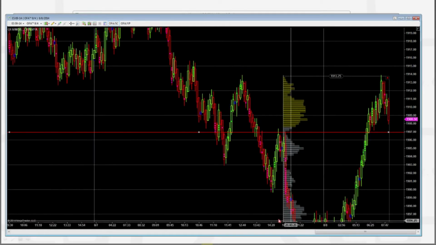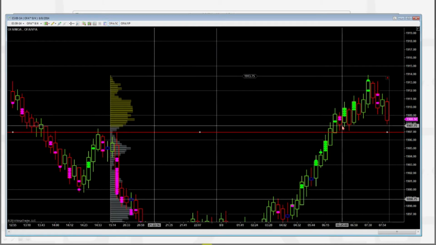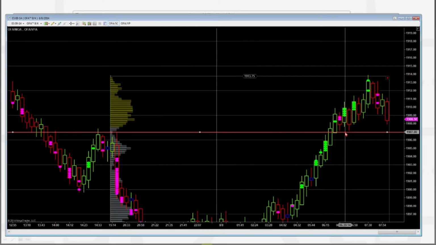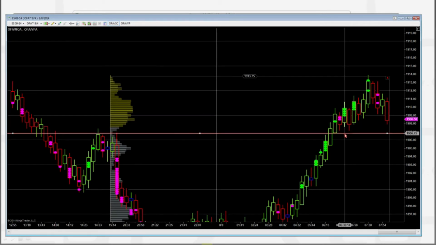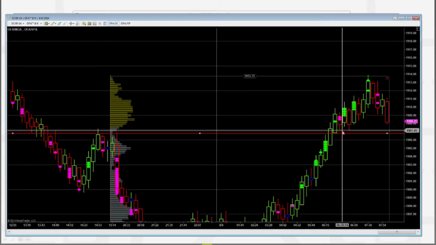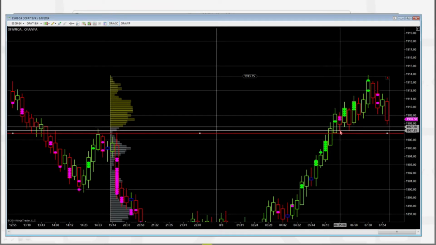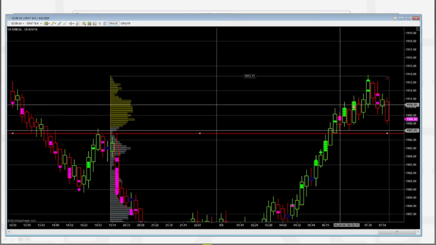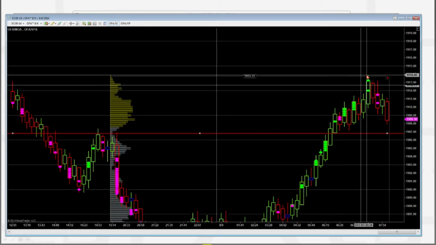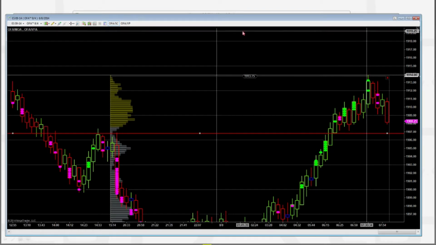Make this a little bit bigger so you can see this better. And now you can see, once it came through this morning, it tested back down, and then from 725 moved back up to 14.